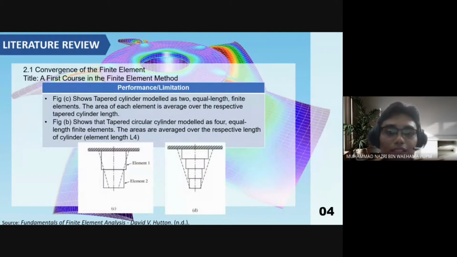Next, the tapered cylinder is modeled as two uniform bars in series, as you can see from figure C. Each element in the two-element model has a cross-sectional area equal to the average area of the corresponding half length of the cylinder and a length equal to half the total length of the cylinder. As shown in figure D, the mesh refinement is continued using a four-element model and so on. This is how the author uses a very basic problem with a known solution to show the convergence. Next, I will pass to Iqbal.